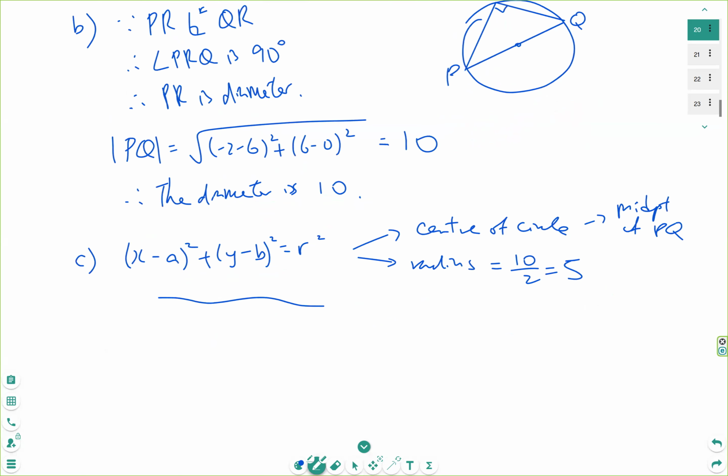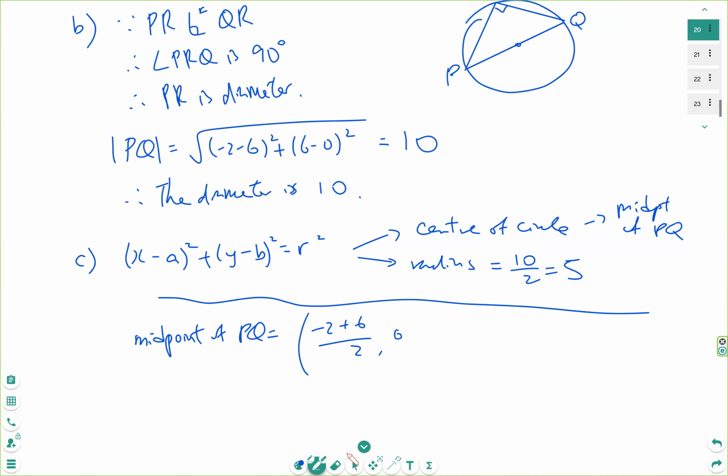So this is a very powerful tool to help you brainstorm what you need to work out, what you need to do in maths. Okay, so the midpoint of PQ equals... let's work it out. Add up the x values, half it, add up the y values, half it, you get 2, 3.